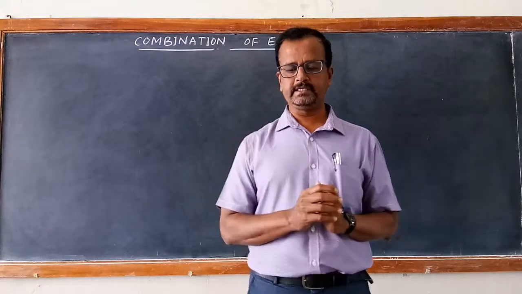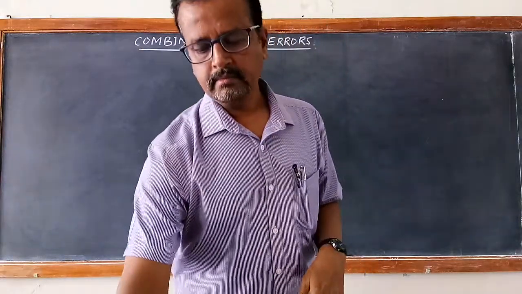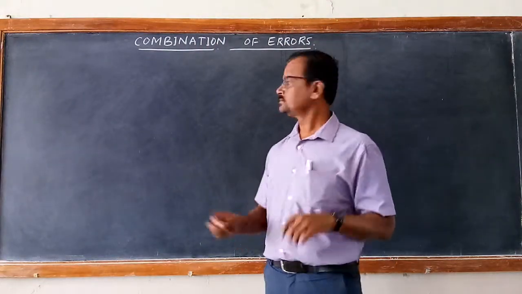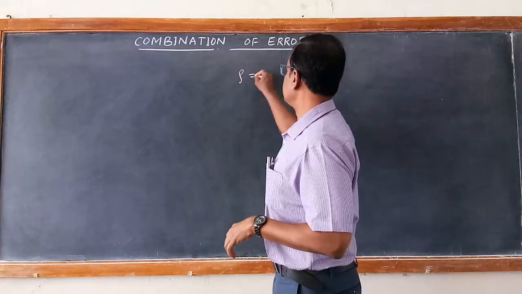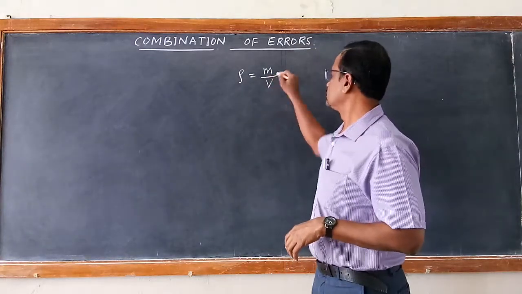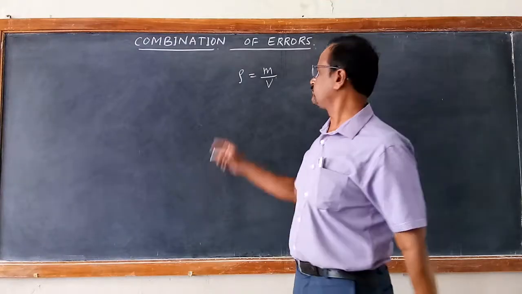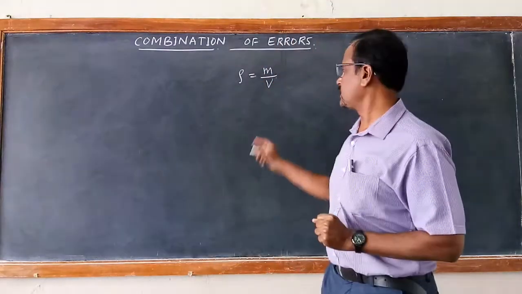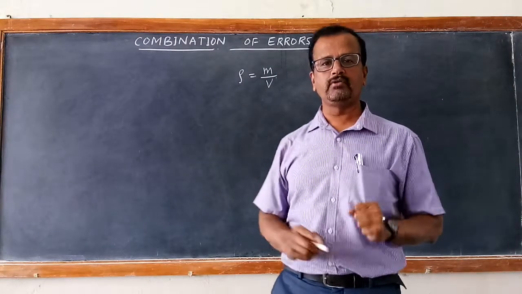Then mass density is defined as the ratio of mass to the volume. Density is mass divided by volume. So when we go for measurement of mass, there will be error in the measurement of mass as well as error in the measurement of volume.